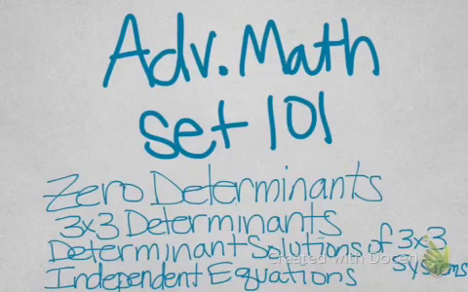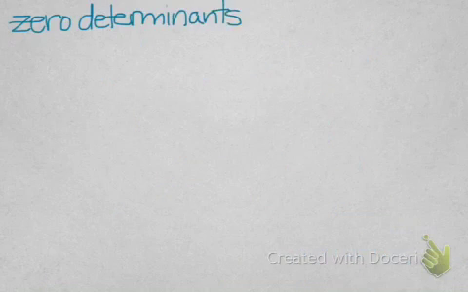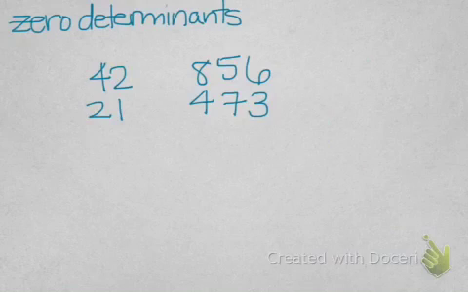Advanced Math, Set 101: 0 determinants, 3 by 3 determinants, determinant solutions of 3 by 3 systems, and independent equations. Okay, so the first thing we'll talk about are 0 determinants.